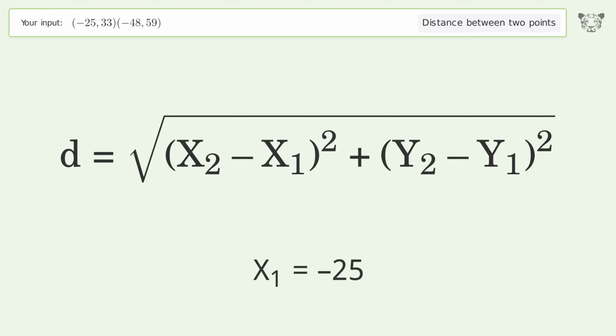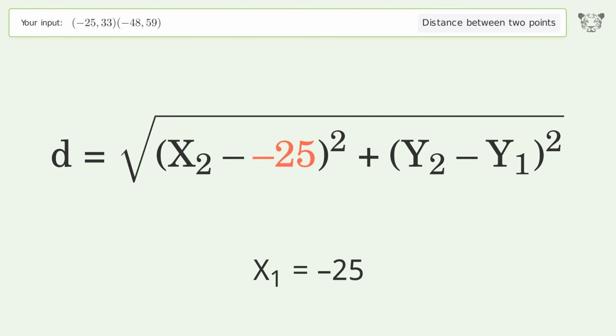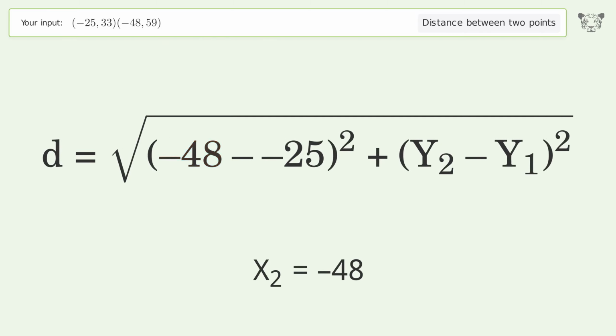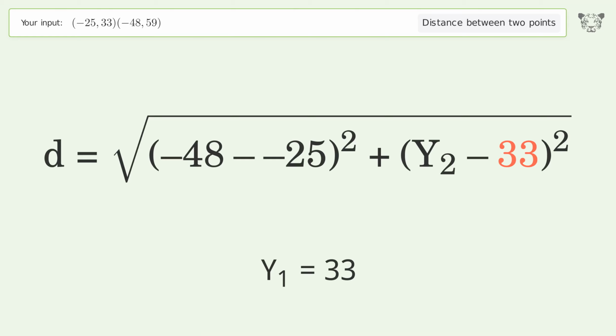x1 equals -25. x2 equals -48. y1 equals 33. y2 equals 59.